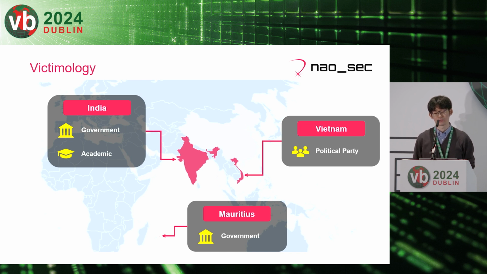Our research found that IcePeony targeted government and academic institutions in India and political parties in Vietnam and government institutions in Mauritius. Recently, they may have also attacked Brazil. It is likely that they will expand their targets in the future.